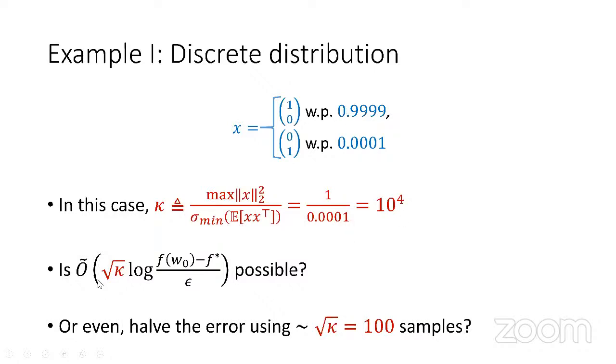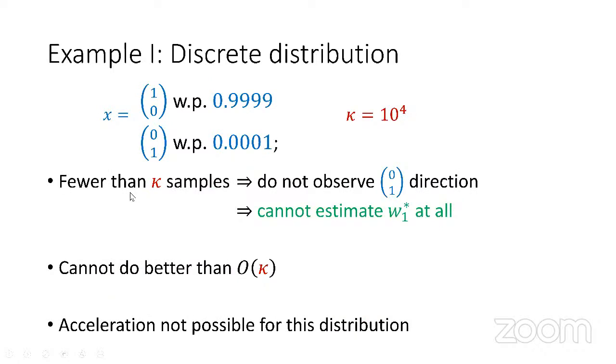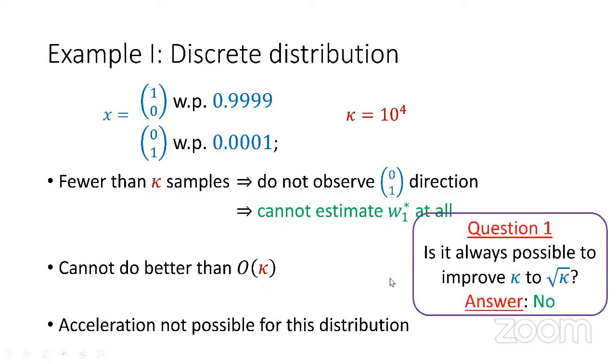And the question we are asking is whether a convergence rate of square root condition number times a logarithmic factor is possible. This is equivalent to asking whether we can reach the error using 100 samples. What we first observe is that if you have fewer than 100 samples, we do not observe this element at all. Because this is the second basis vector, we cannot estimate the second component of w star at all. What this shows us is that we can do no better than linear dependence on condition number. So acceleration is not possible for this distribution, and so it's not possible in general. We cannot always improve the linear dependence on condition number to a square root condition number.